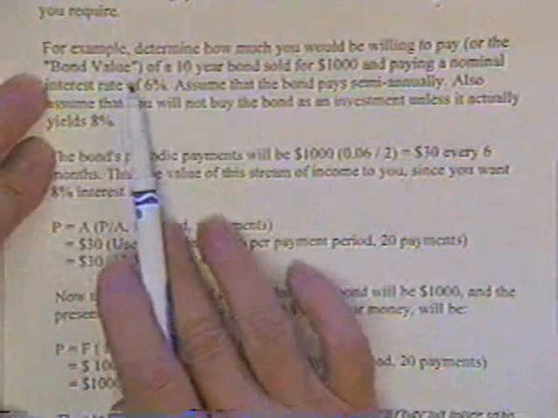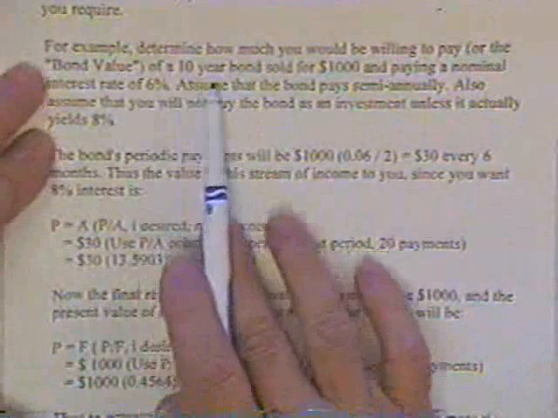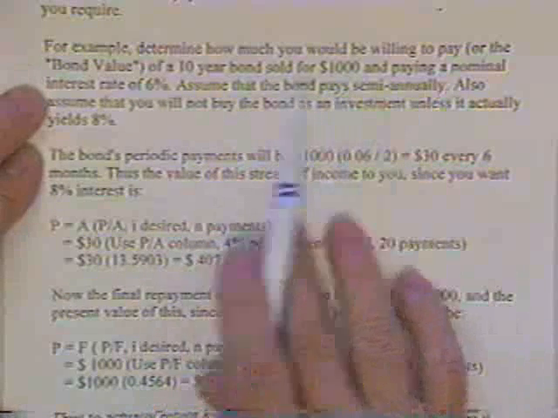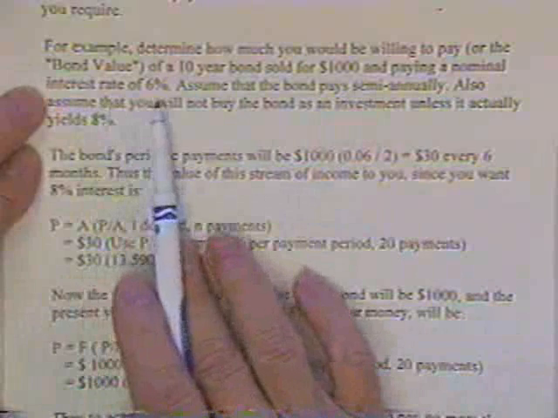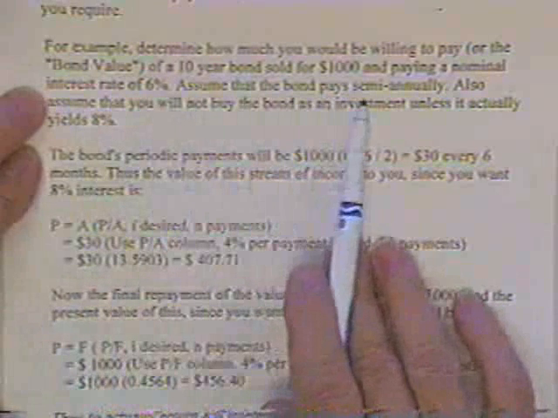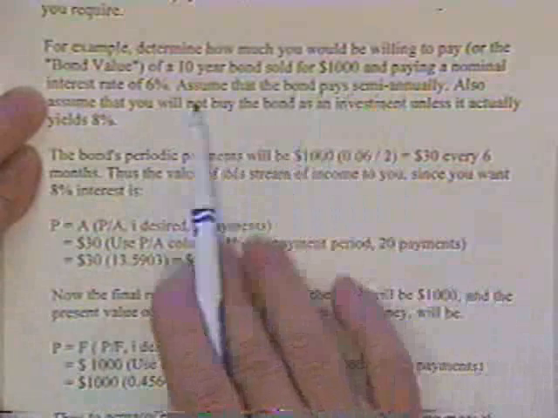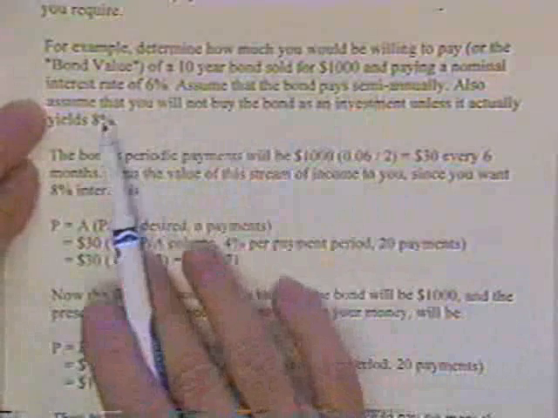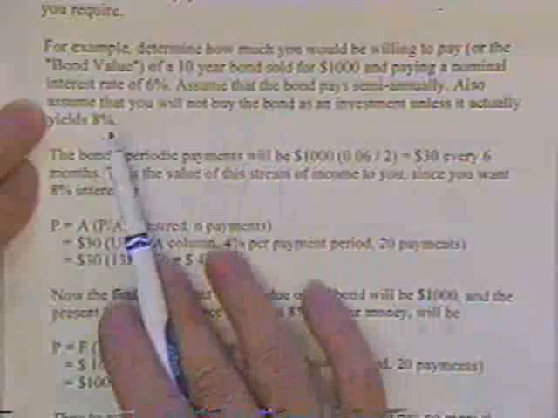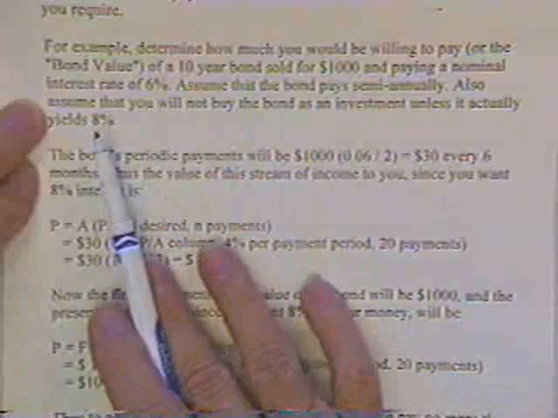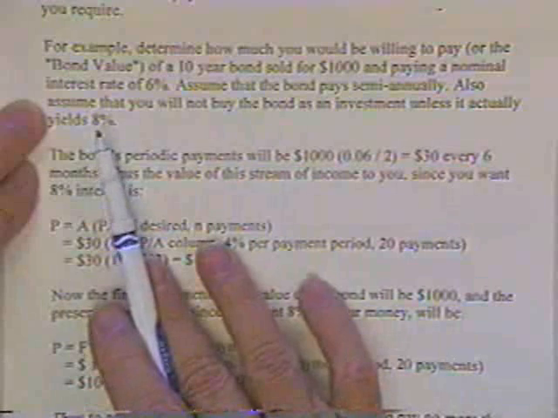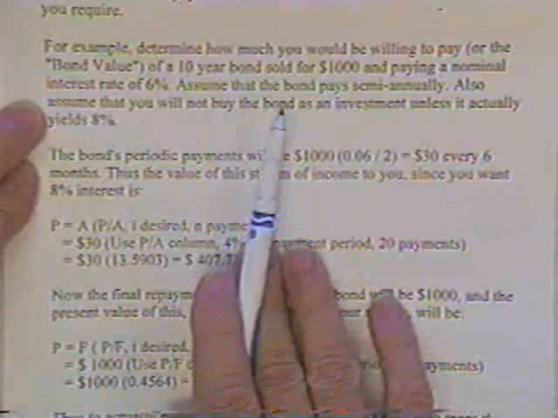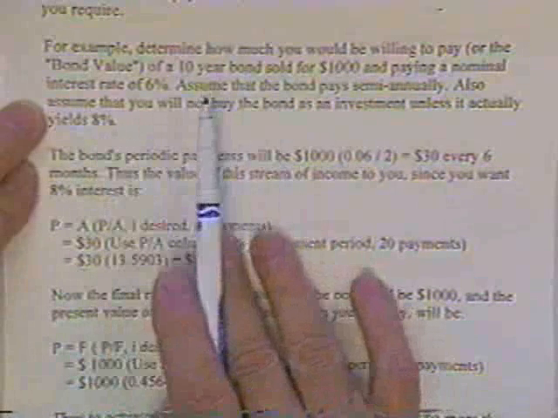What would you be willing to pay for somebody who had a 10-year bond? It sells for $1,000. He's willing to pay you a nominal interest rate of 6%, and he's willing to do that semi-annually, so what he's really paying you is 3% twice a year. And also assume that to you, money's worth 8%. In other words, say, look, I can get 8% over here if I invest in this other thing, and therefore if this bond doesn't pay 8%, then I don't want it.